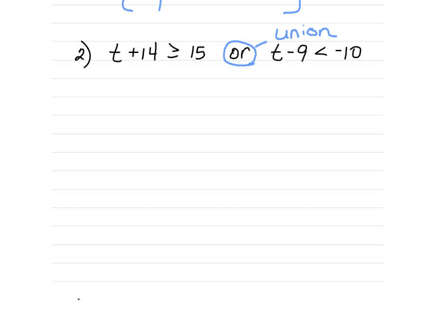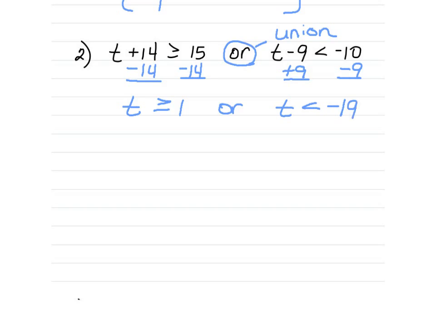So let's start here. T plus 14 is greater than or equal to 15. Let's subtract 14 on both sides. And I have T is greater than or equal to 1. Or T minus 9 is less than negative 10. Let's add 9 to both sides. And I have T is less than negative 10 minus 9, which is negative 19. Okay, so t is everything greater than or equal to positive 1, or t is everything less than negative 19.